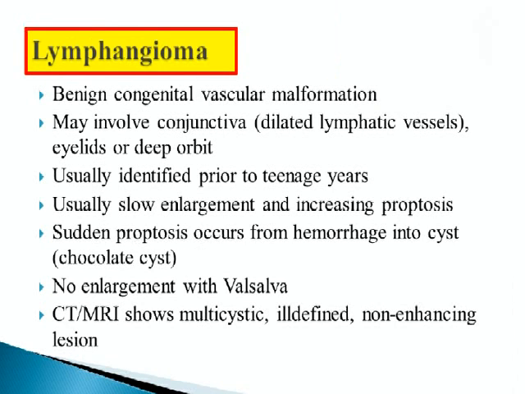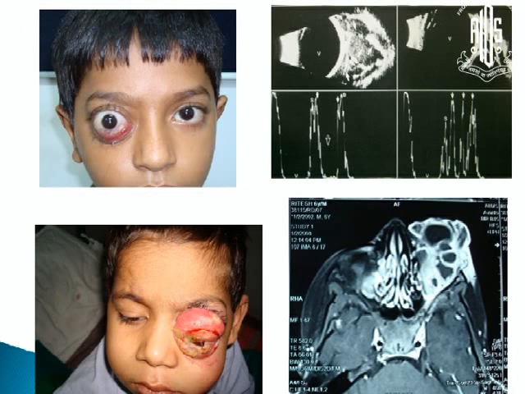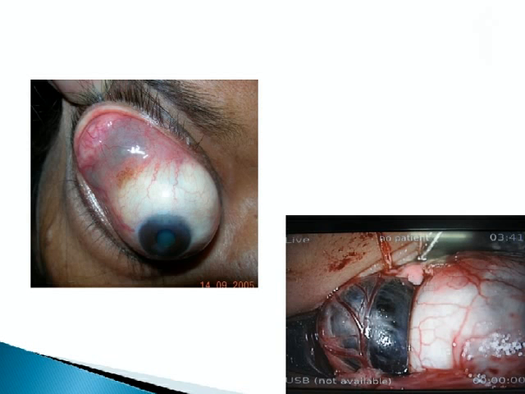And in lymphangioma, as you can see in pediatric lymphangiomas, there are multiple septations in the lesion, and this is the typical picture of a chocolate cyst, causing an acute presentation in the patients. Again, a few patients with lymphangioma.